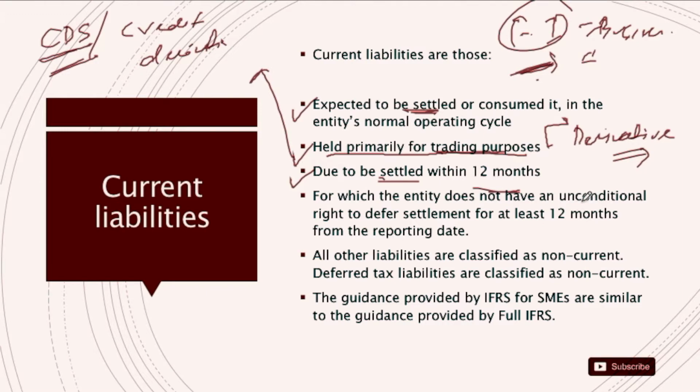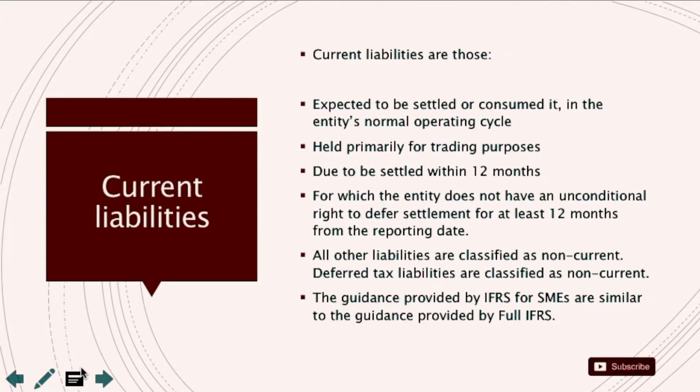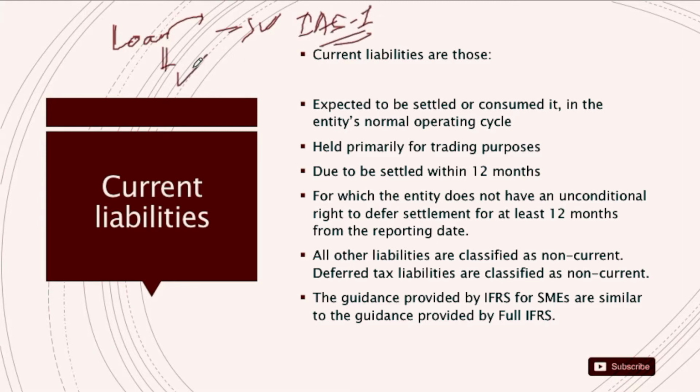And if the entity does not have any right to defer, maybe I can call it demand payables. If the lender has the right to call the money immediately and you do not have any right to defer it to at least 12 months from the reporting date, then in such a case you need to classify it as a current liability. Another case is in respect of loans. If there is a breach of loan, then the same thing applies as mentioned in IAS 1. The same protocol we need to follow in case of any breach of loan which makes the loan demand payable.